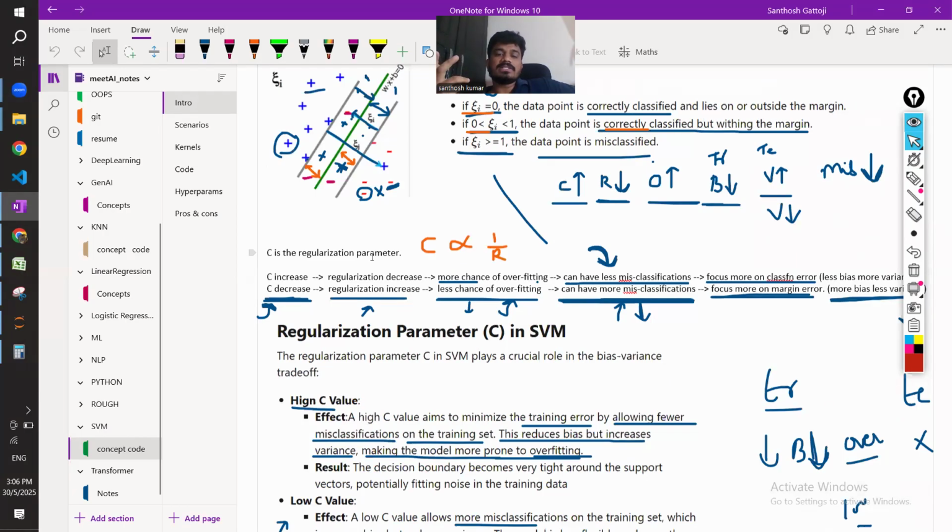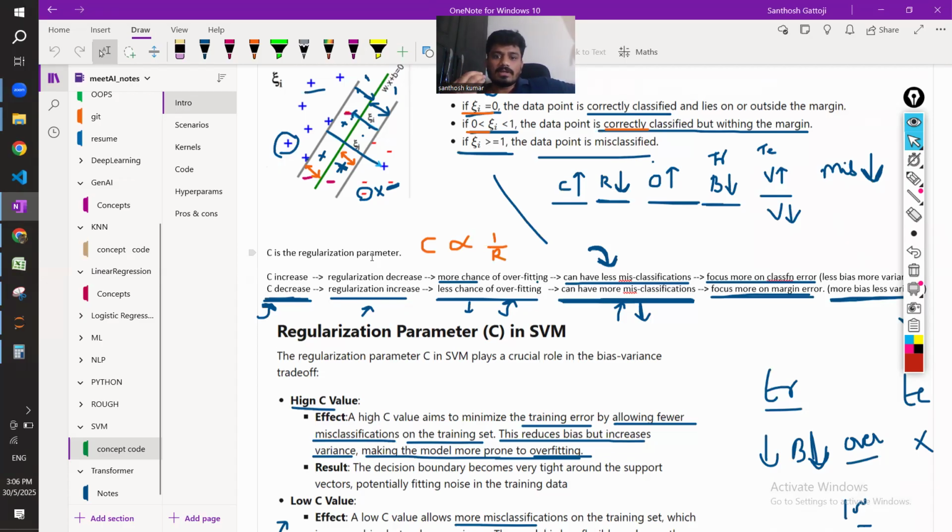More regularization means we are controlling overfitting. Regularization is used to control overfitting, right? So if you decrease C, regularization will increase, and there is less chance of overfitting. So if you are controlling the overfitting, there are chances of some effect on our training data.